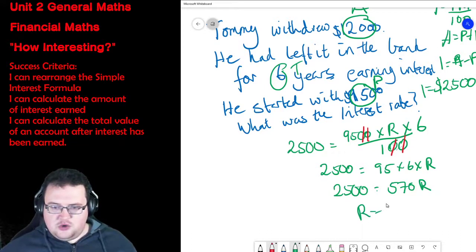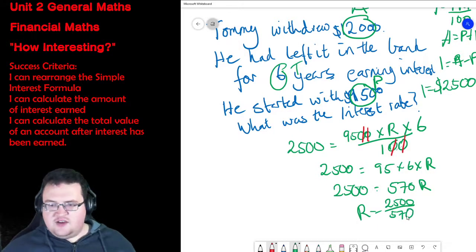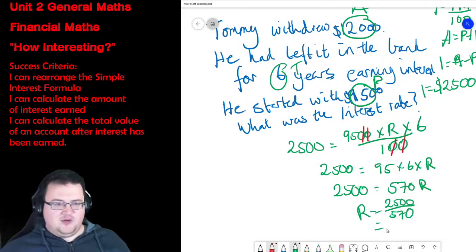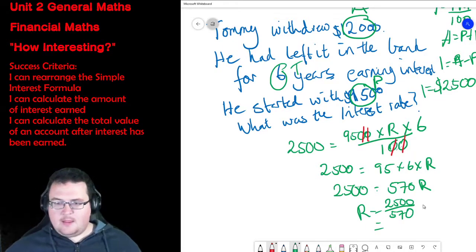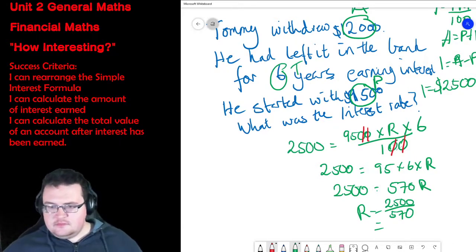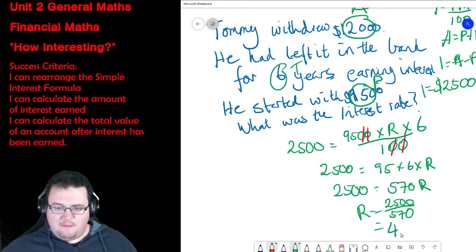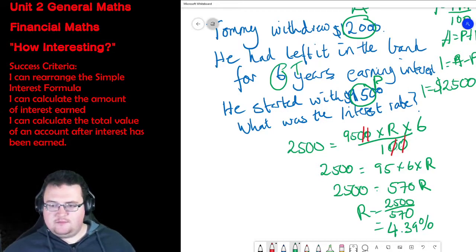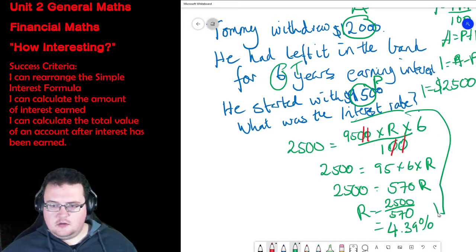R is going to be equal to 2,500 divided by 570. And 2,500 divided by 570 is what as a decimal, please? 4.39. So that means he was getting 4.39% per year. So what was the interest rate? There it is there.